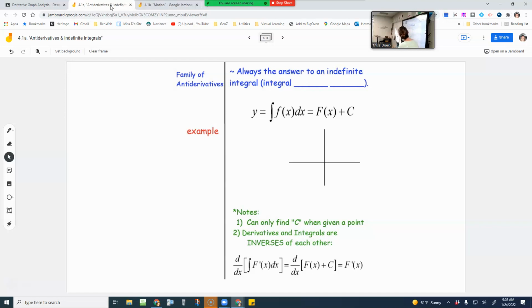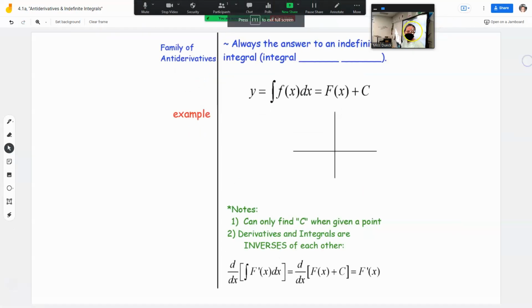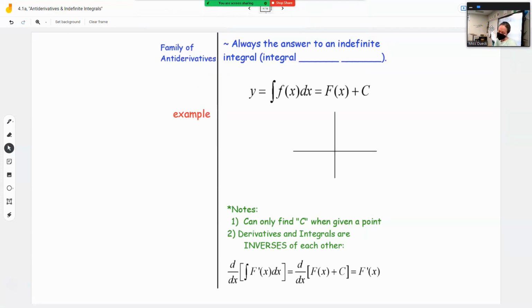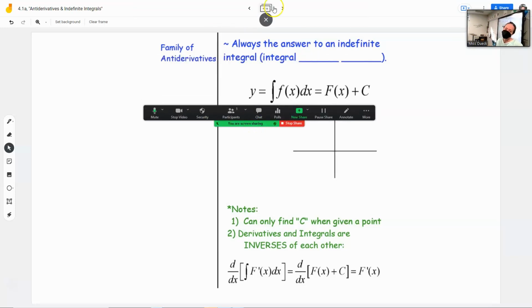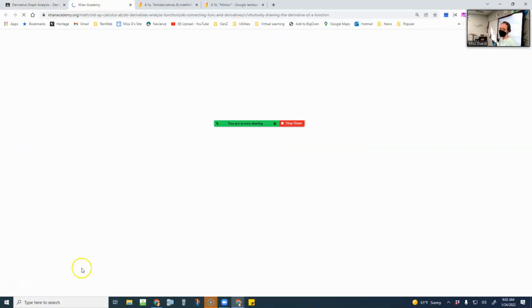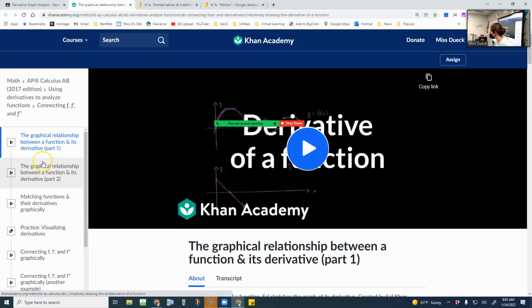So 4.1a, that whole idea of connecting f prime with f double prime with f triple prime. No, f with f prime with f double prime. Remember, there is a whole Khan Academy section on that, going into more, not detail, but harder examples. You guys came up with crazy hard examples.